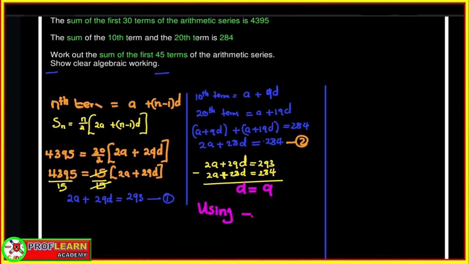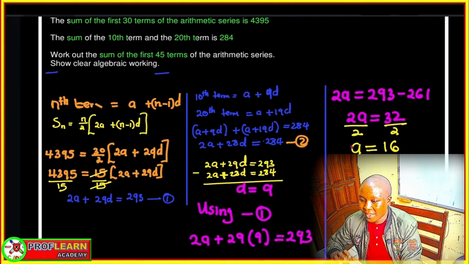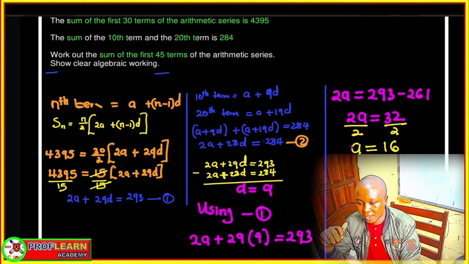Then we are going to go ahead using the first equation, so that we can now find the first term. Substituting into the first equation, putting the like terms together and dividing by 2 on both sides, we get our answer a to be 16. So the first term is 16 and the common difference is 9.